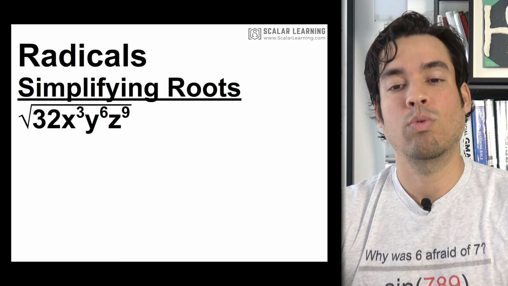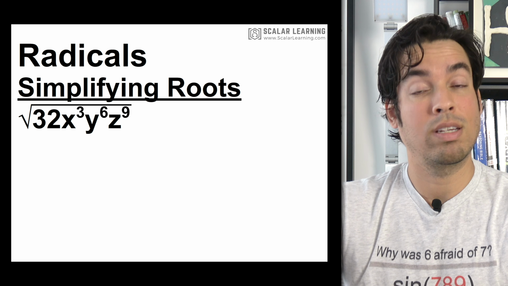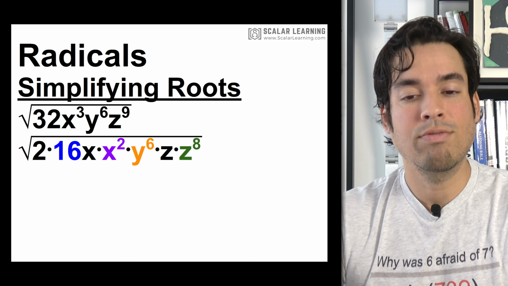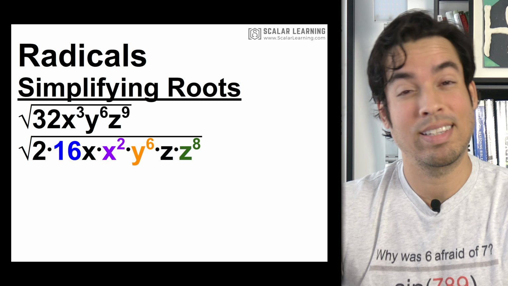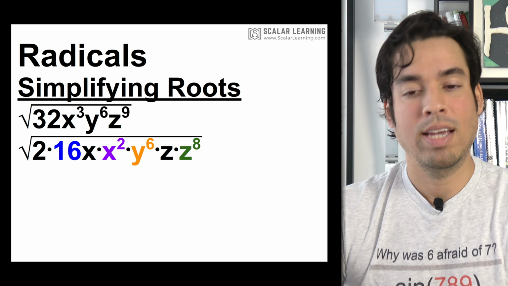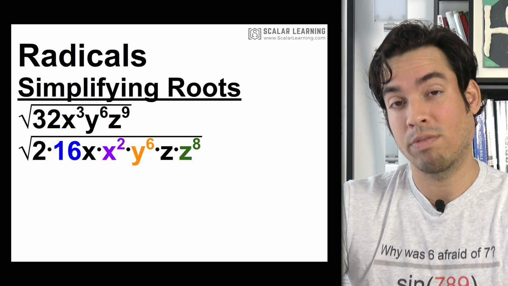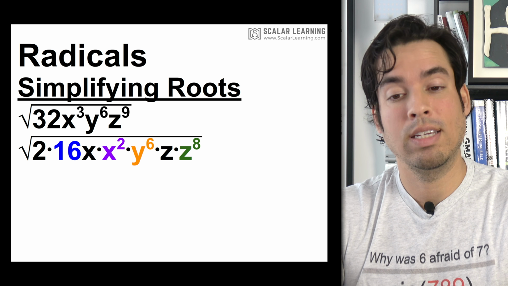So how do we take the square root? This is my way of doing it, and I think it's really helpful. I like to break everything up into perfect squares. So for example, I'm taking that 32, and I'm representing that 32 as 2 times 16 because 16 is a perfect square. I'm taking that x cubed and I'm representing it as x times x squared because at least I've got one perfect square in there, x squared. y to the 6th is already a perfect square because it's a nice even exponent.